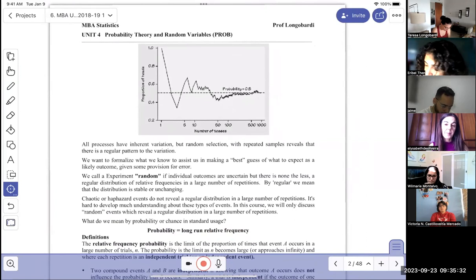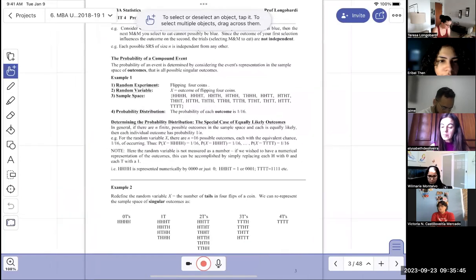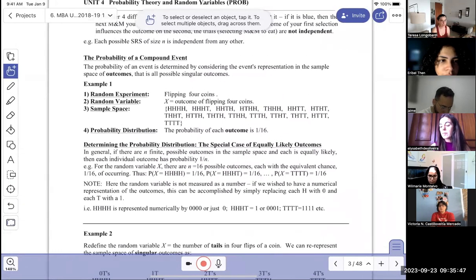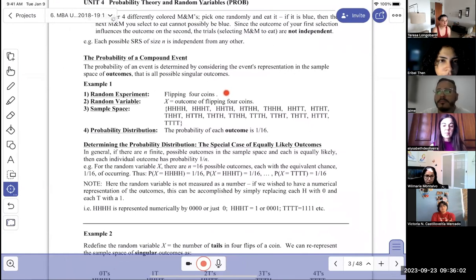And I illustrate several examples here, and you guys should go read through and watch the videos. Then I began talking about some of the terminology, and I introduced the idea of a random experiment. So not just flipping one coin, but flipping 4.